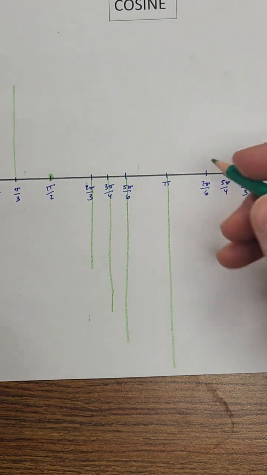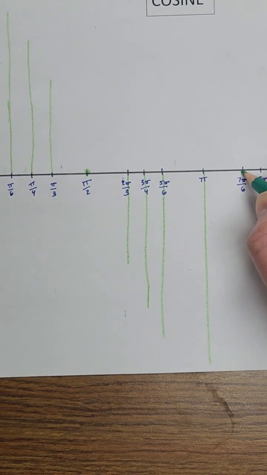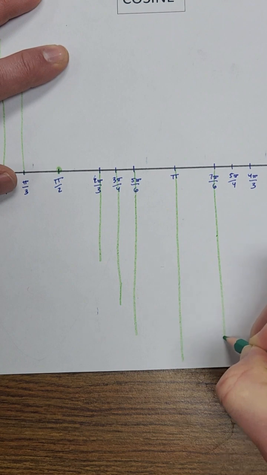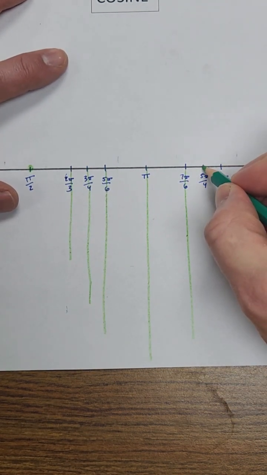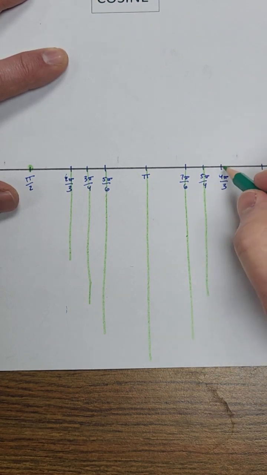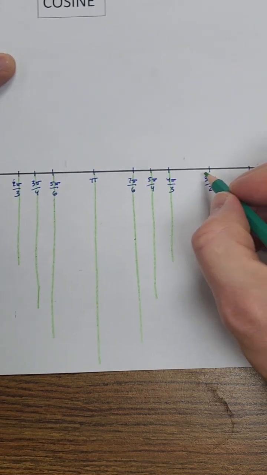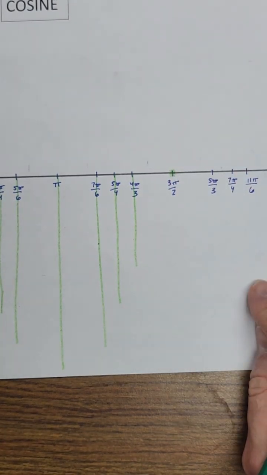So let's continue that pattern. So 7 pi over 6, like we said, is at negative square root of 3 over 2, which is going to be down here approximately. And then cosine of 5 pi over 4, that's going to be the one in the middle, negative square root of 2 over 2. The cosine of 4 pi over 3, that's the short one, so it goes down to negative 1/2. And then the cosine of 3 pi over 2, that's at 0 again.